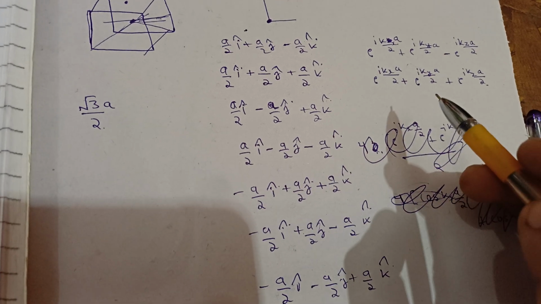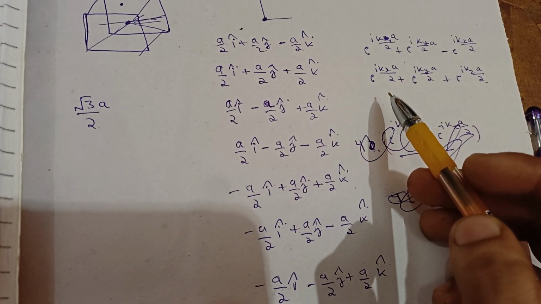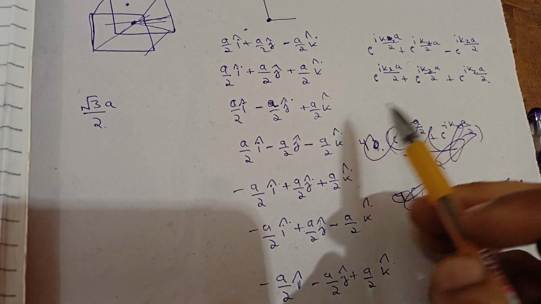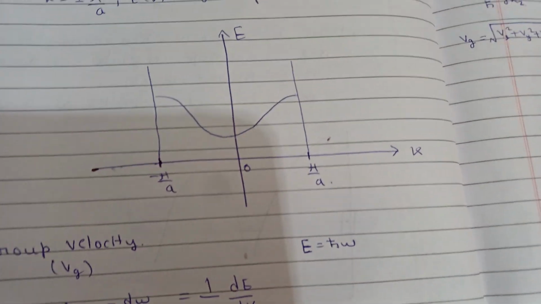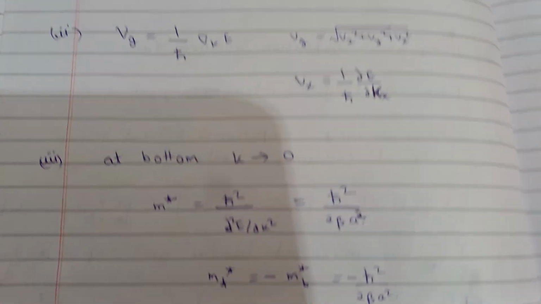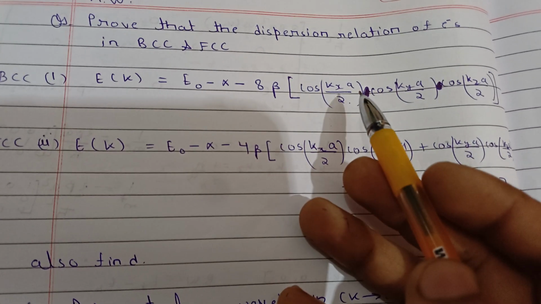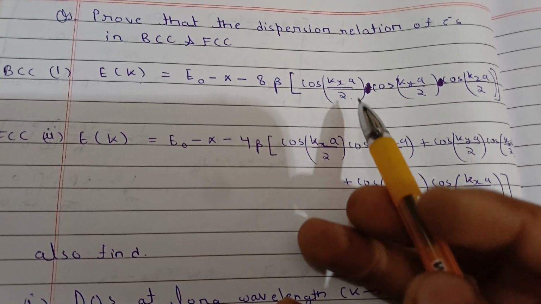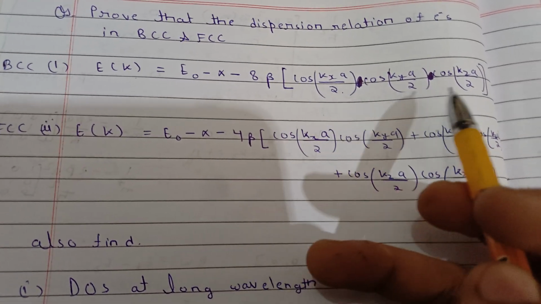It is a very long procedure, so try to avoid it. There will be no need for it in the question paper or the exams. Here you just need to remember that for the BCC structure we will have this dispersion relation. Which one? This one. It is a multiplication: cos kx a by 2, cos ky a by 2, and cos kz a by 2. Multiplication of all these 3.